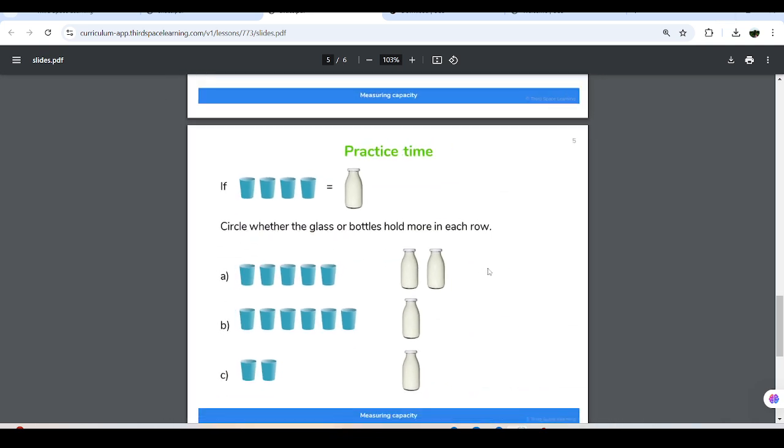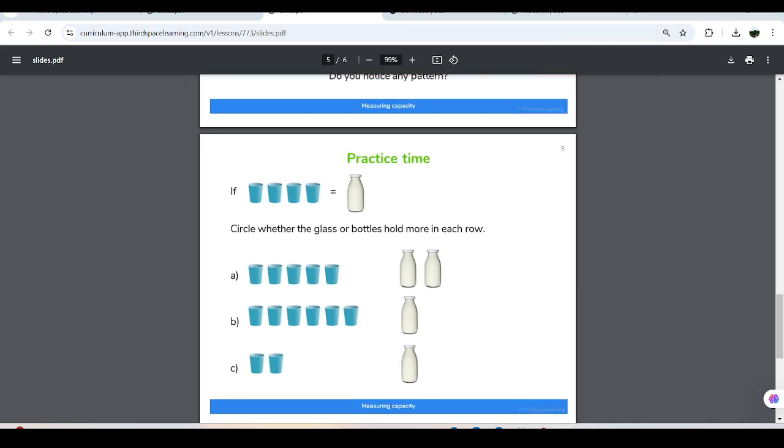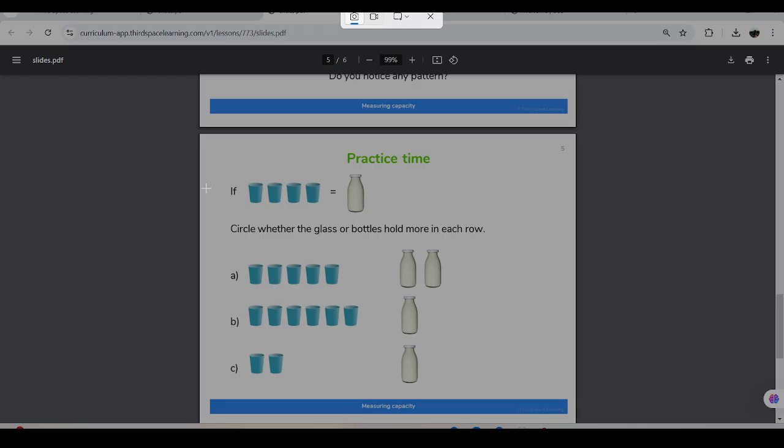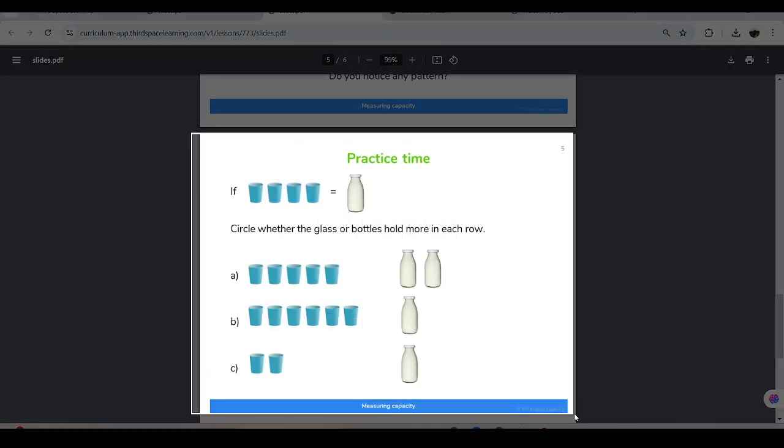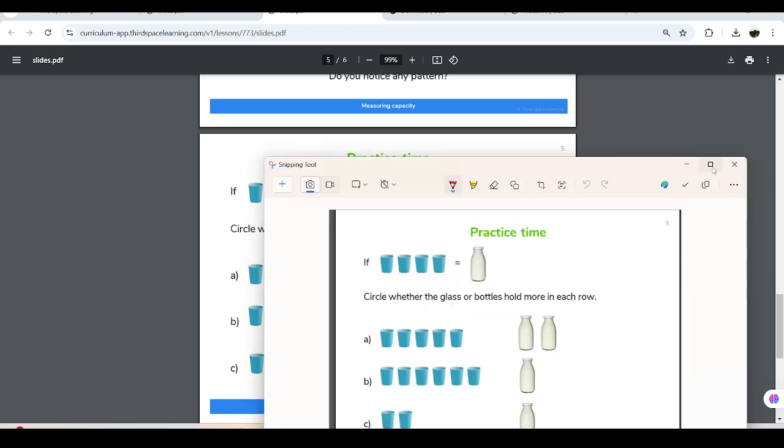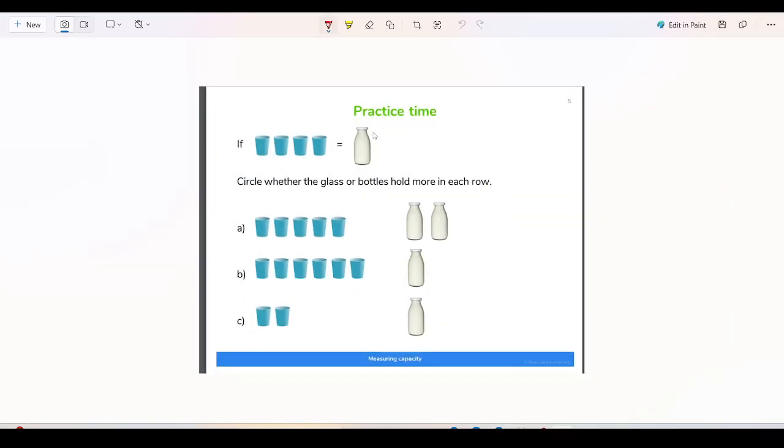Now it's your turn. This is the question: there is a bottle. Let's suppose it contains milk, and this bottle can hold 4 glasses of milk. So, circle whether the glasses or bottles hold more in each row. Like which one would be having more?